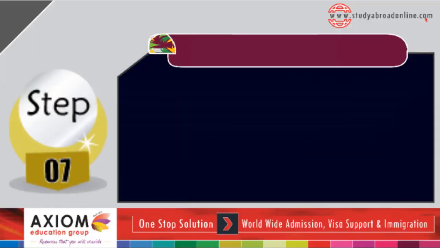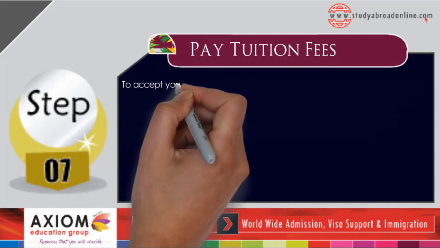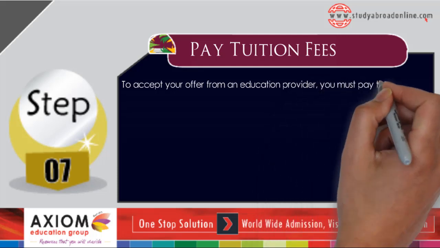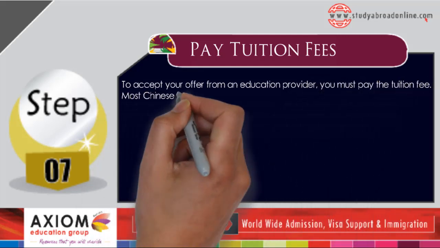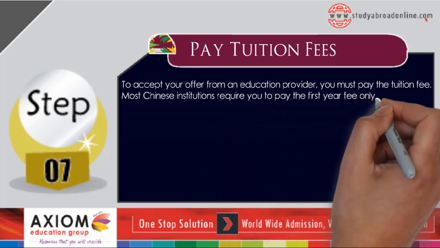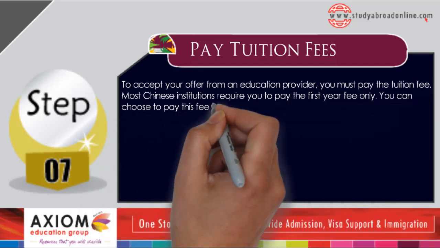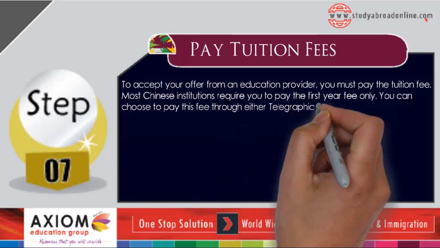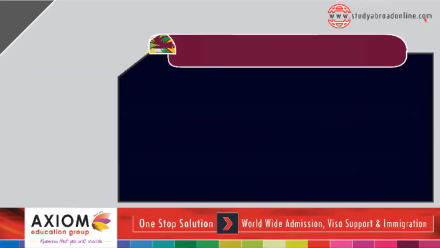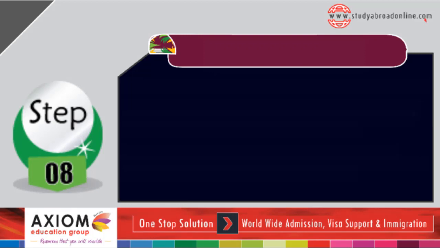Step 7 will be paying the tuition fees. Now, to accept your offer from an education provider, you must pay the tuition fee. Most Chinese institutions require you to pay the first year fee only. You can choose to pay this fee through either telegraphic transfer, TT, or direct debit, DD. Our value-added services department at Axiom Education Advisor can help you arrange either of these payment methods. When that is done, we'll move on to step 8, which is the visa lodgement.